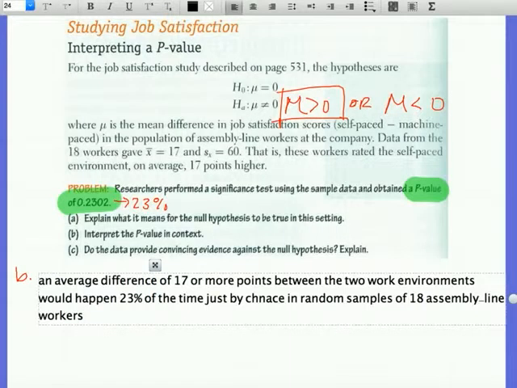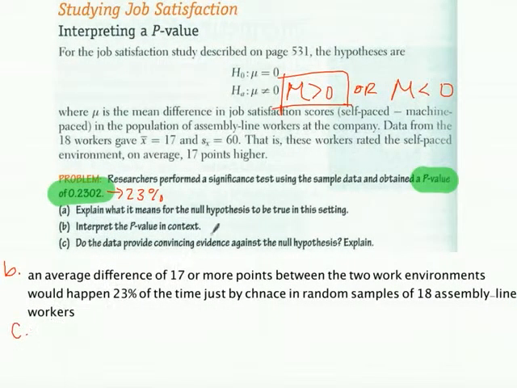So then in part C, it says, do the data provide convincing evidence against the null hypothesis? Remember that our p-value was 23%. Because 23% is not a small value, we would say an outcome that would occur so often just by chance, in this case almost 1 in every 4 samples of 18 workers, 23%, almost 25%, when the null hypothesis is true, is not convincing enough evidence against the null hypothesis.